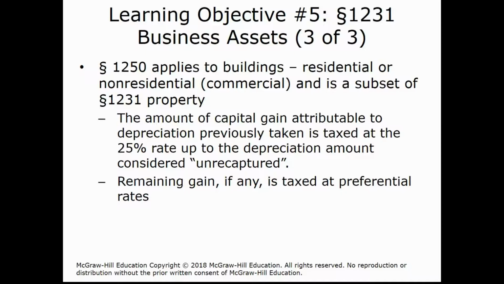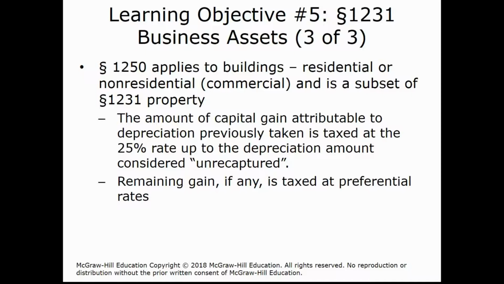Section 1250, this is a subset or a type of 1231 property, and this relates to real estate, for example, residential or non-residential or commercial. Now the capital gain attributable to these types of depreciation on real estate is 25%. And that's of course up to the amount of the depreciation, the unrecaptured amount. And the remaining gain, if any, would be taxed at the preferential or the lower tax rates.